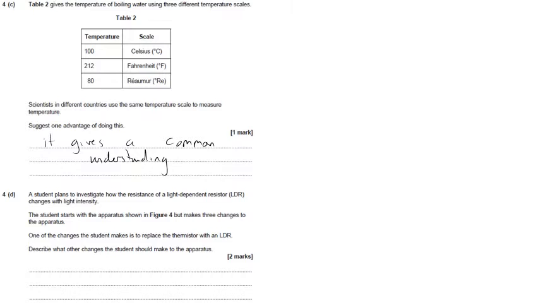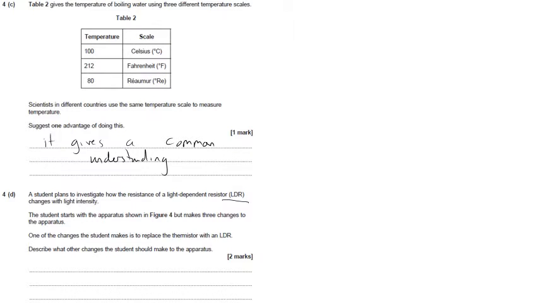If instead of a thermistor, a student were to investigate the resistance of an LDR, which is a light-dependent resistor, some of the changes that would need to be made, obviously they would need to replace a thermistor with an LDR. An LDR depends on light level, and the components that you wouldn't need in the circuit we just had were the thermometer and the Bunsen burner and water.